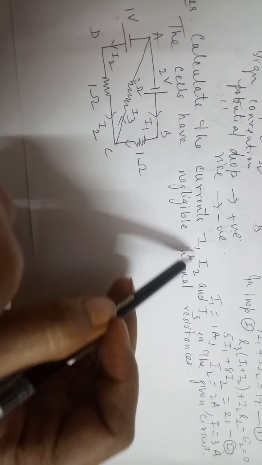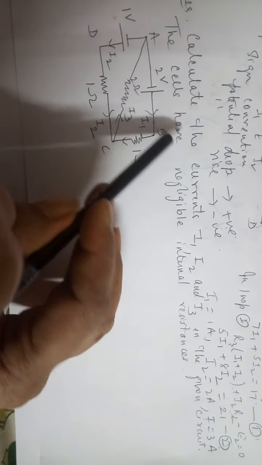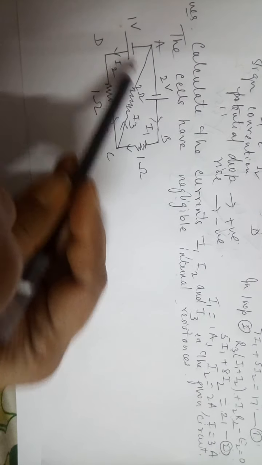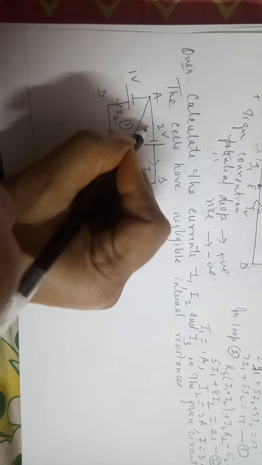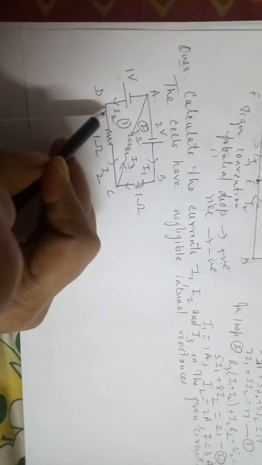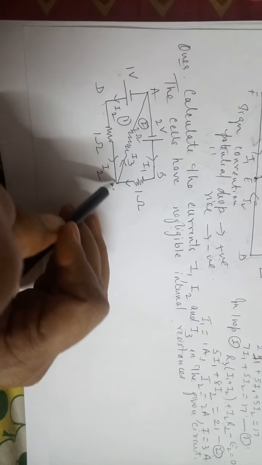So this is how it has been done. Now the same way we will do with the second problem. Look at the next one. Calculate the currents I1, I2, I3 in the given circuit. The cells have negligible internal resistance, so we don't have to take care of the internal resistance of these cells. So again we are going to divide it into two parts, first and second part. Now let us start from here.